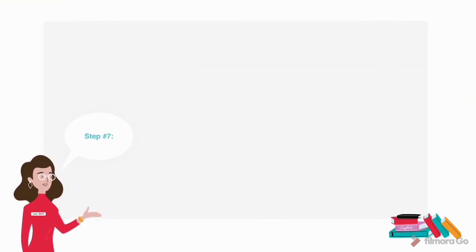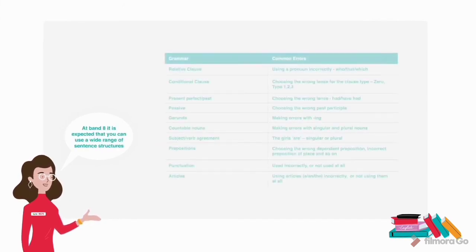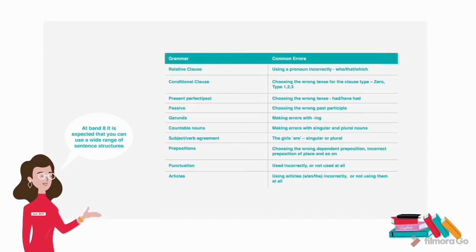Step 7. Use a variety of complex sentence structures. At Band 8, it is expected that you can use a wide range of sentence structures to accurately present your ideas and opinion. You are rated on 2 areas: range of structures used and accuracy. It is important to use a mix of complex and simple sentences. But remember, complex sentences should not be long and complicated. The most common errors made are highlighted here.